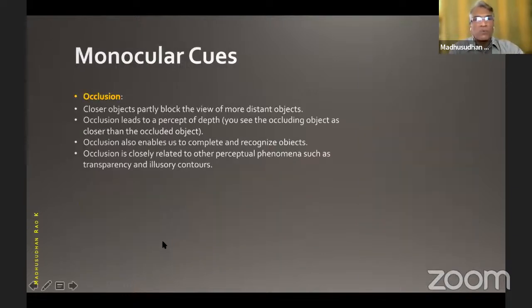Yeah, monocular cues. What is ocular? First, I was telling you, ocular, monocular, and binocular. Now, I'll tell you, close objects partly block the view of more distant objects. Occlusion leads to the percept of depth. So, I'll show you these things. Occlusion also enables us to complete and recognize the objects. Occlusion is closely related to other perceptual phenomena such as transparency or illusion.